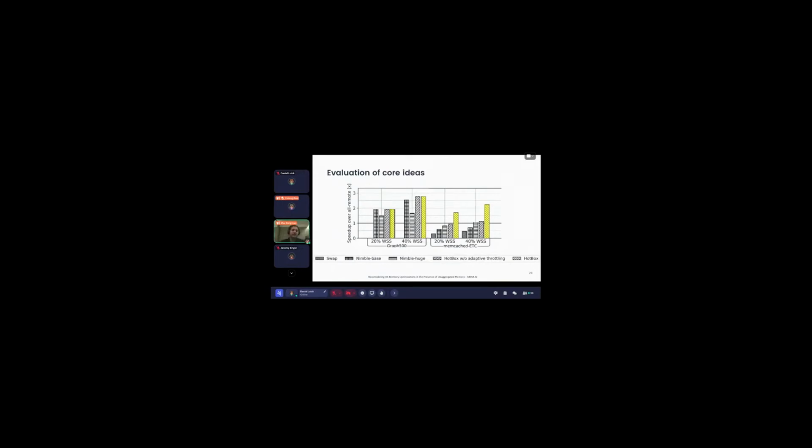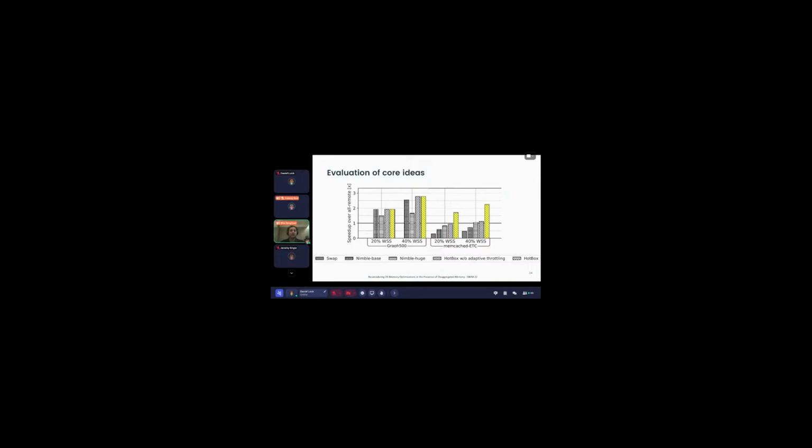In this graph, we compare the performance of the systems on two separate workloads, on Graph 500 and Memcached, which serves Facebook's ETC request pattern using the Mutilate client. The y-axis shows the speedup of the systems versus the all remote configuration. That is, all of the data is in the remote memory node and all accesses incur the higher latency. So in this graph, higher is actually better.